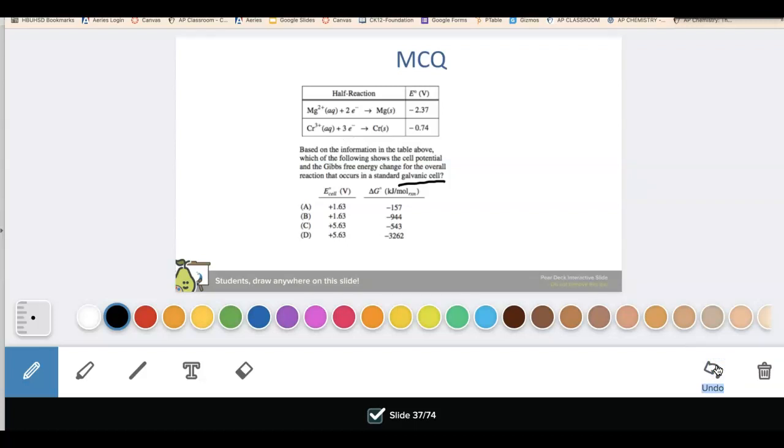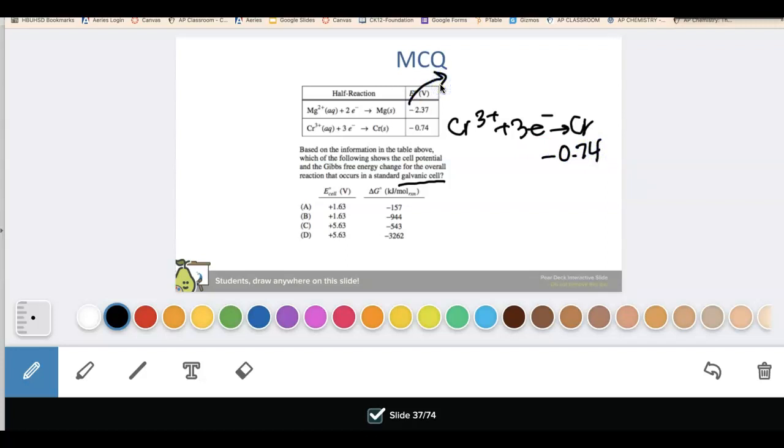Chromium ion or magnesium ion? Who's going to get reduced? Chromium, because it has a higher reduction potential. It's not a great reduction potential, but it's better than magnesium's. So chromium is the thing that gets reduced. So we leave chromium as is, which means this guy has to get oxidized.